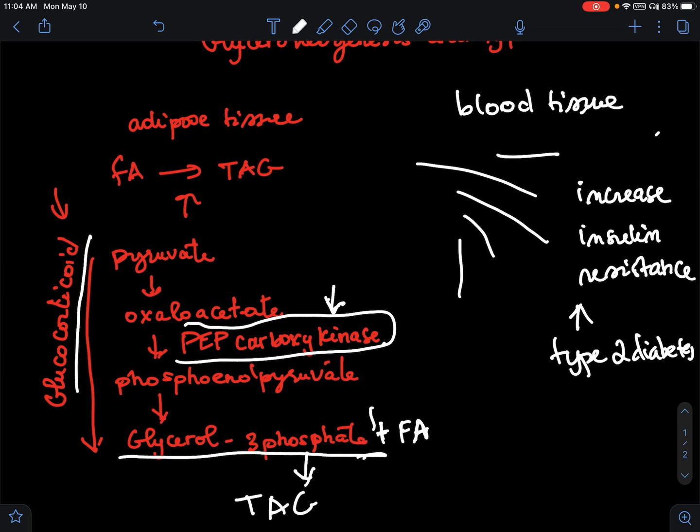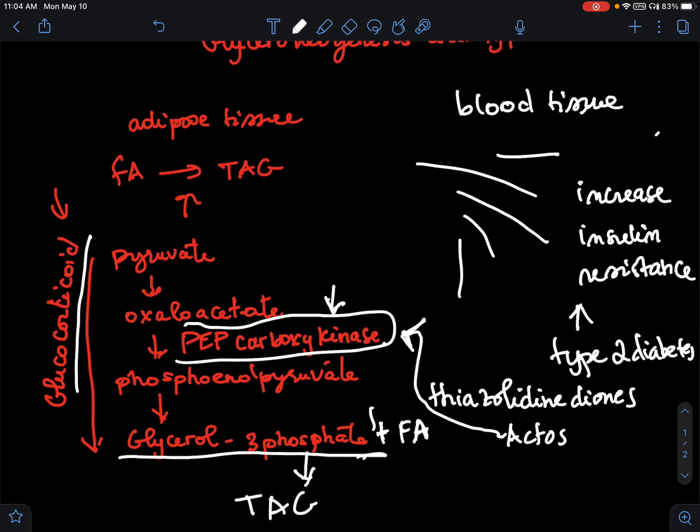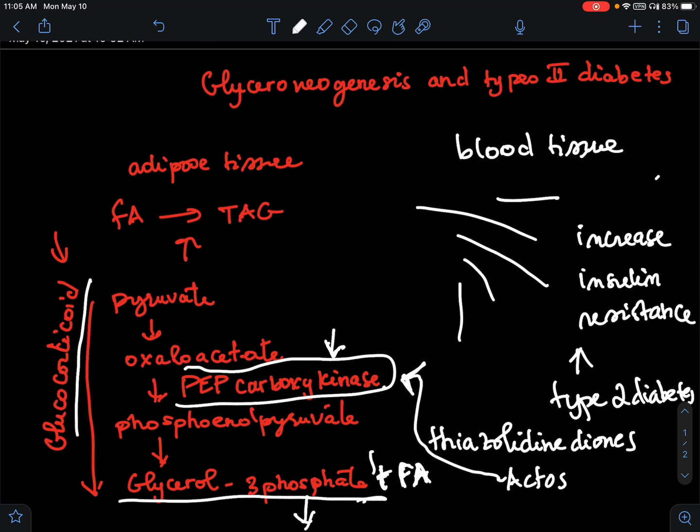So the way to go around it is by the use of the drug class thiazolidinedione. We have a drug called Actos within this class, and this drug will activate the PEP carboxykinase. And when we have the PEP carboxykinase activated, now the process will occur. We will have the pyruvate transform into glycerol 3-phosphate. And when we have glycerol 3-phosphate, it will react with fatty acid and become triglycerol, which will be stored in adipose tissue. So this is the relationship between glyceroneogenesis and type 2 diabetes.